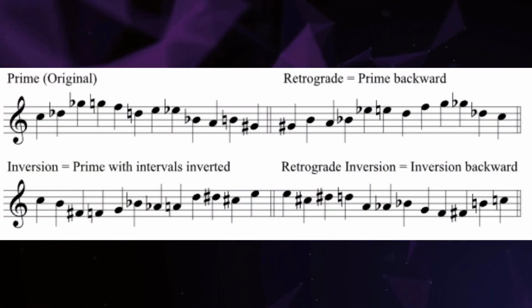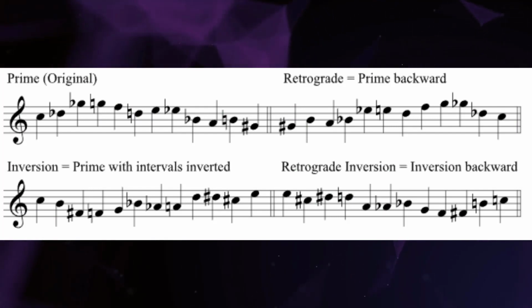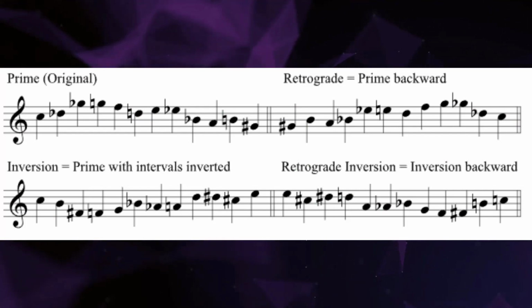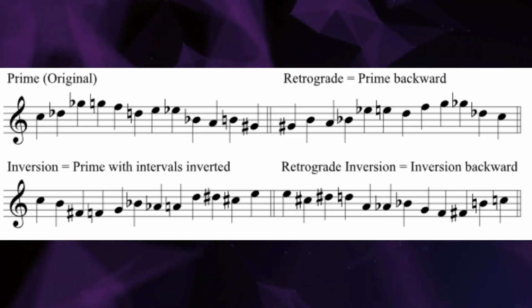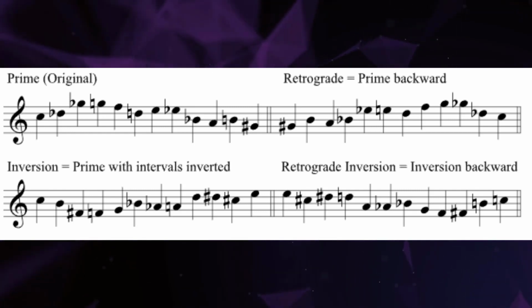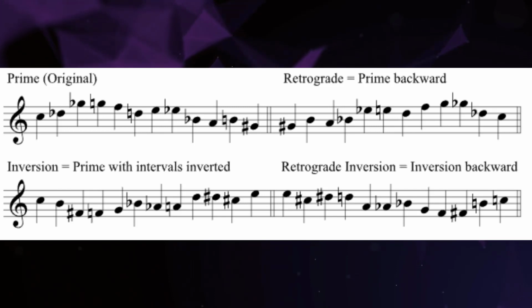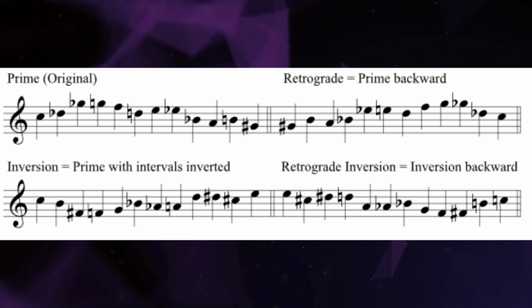When using inversion, you invert the intervals exactly in the opposite direction. So if the line starts by moving up, the inversion would start by moving down. The second form of tone row manipulation is retrograde. When using retrograde, you begin at the end of the tone row and perform it backwards, ending with the starting note of the prime form.